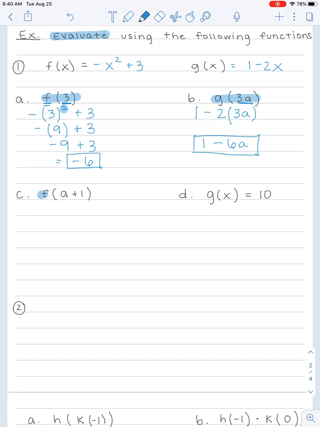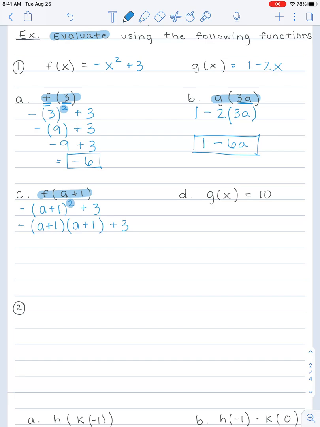Letter C, f of a plus 1. So this is our f function. Our input now is a plus 1. So instead of that x, I'm going to plug in a plus 1. So I've got negative parentheses a plus 1 squared plus 3. Now remember, that squared is important. That means you multiply it by itself twice. I do want you to get the habit of writing it out twice. So I would write out negative parentheses a plus 1, parentheses a plus 1, because squaring means you just multiply it by itself, plus 3.